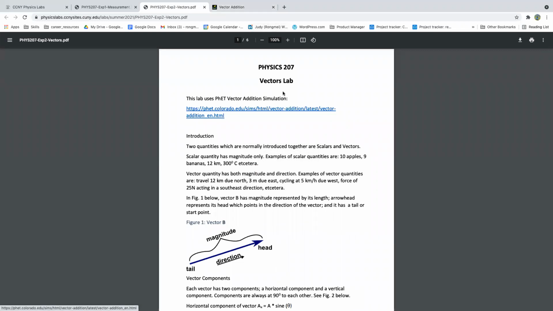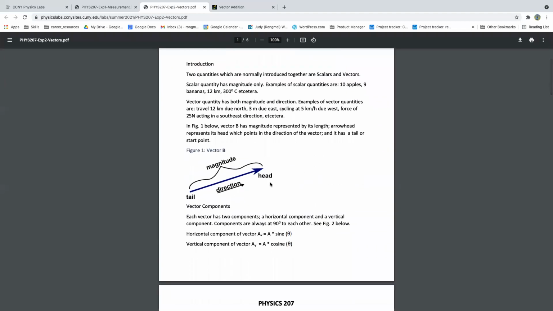So basically, in vectors, I'm not sure how many of you have learned vectors in the lecture. A vector is very different from a distance or any object that only has a magnitude. For a vector, there are two quantities you really need to consider. One is the magnitude, one is the direction. So basically, when we see a vector, for example this vector, it has a direction and also a magnitude.